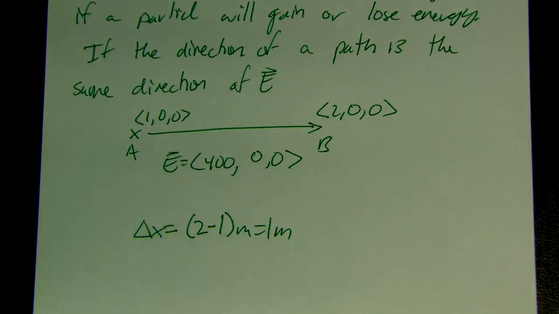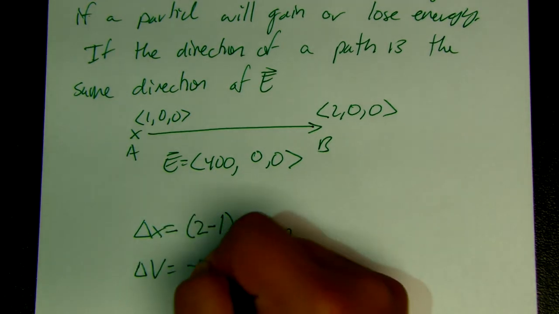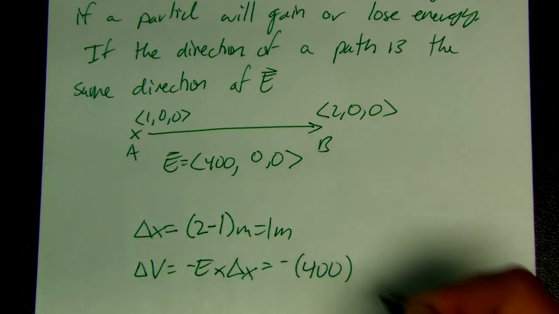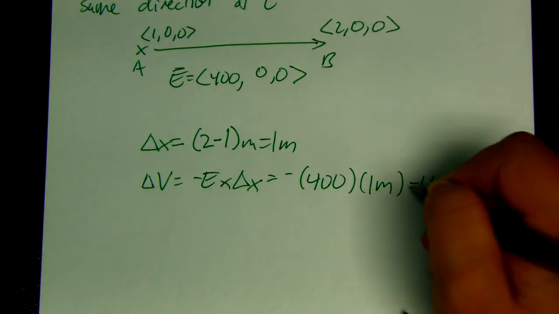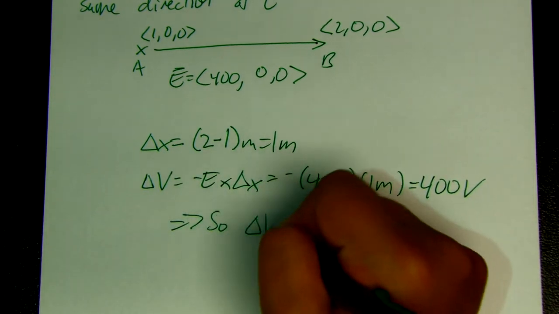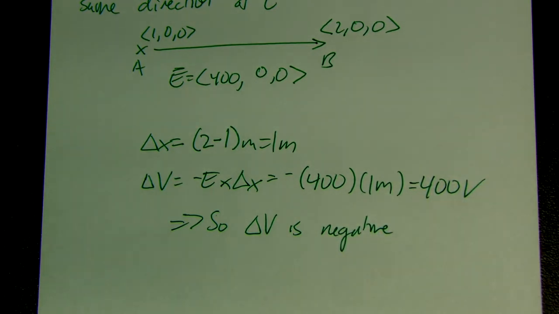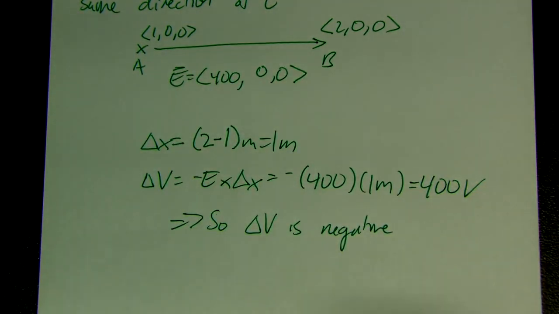Let's keep moving on. So delta x is 2 minus 1 meters, which is 1 meter. Delta V is equal to minus E sub x delta x, which is minus 400 times 1 meter, which is minus 400 volts. So delta V is negative, which makes sense in terms of the energy principle. You would expect it to be going faster, so you would expect a potential drop, not a potential gain, as it's going the same direction as the electric field.